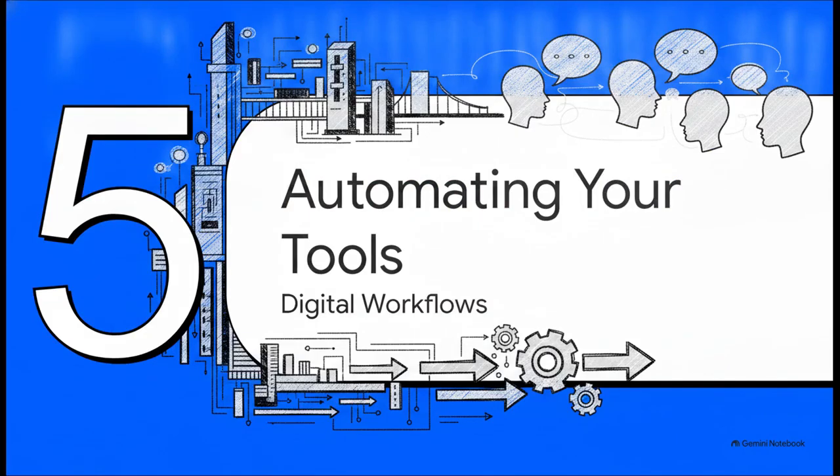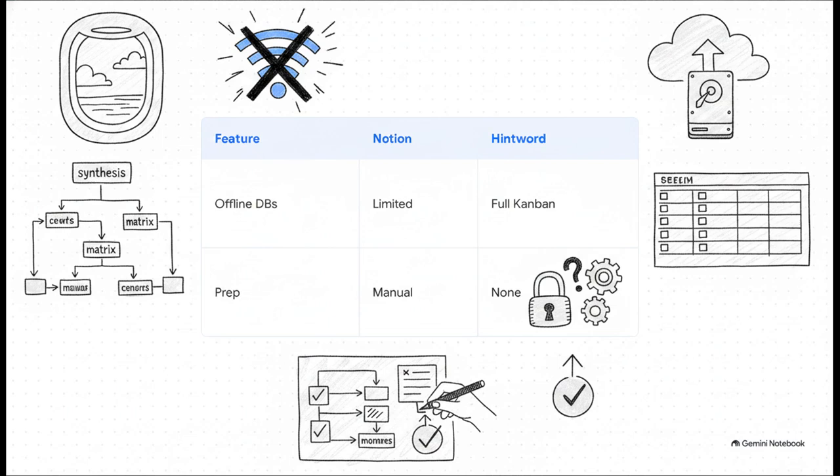Section 5. Automating your research tools. To build this complex architecture and manage all these talking heads effortlessly, you need the right digital infrastructure. So let's look at how modern tools can actually automate this process for you. If you're building massive synthesis matrices, you might want to work on a flight or in a dead zone, right? So it's really crucial to understand your software's capabilities here.